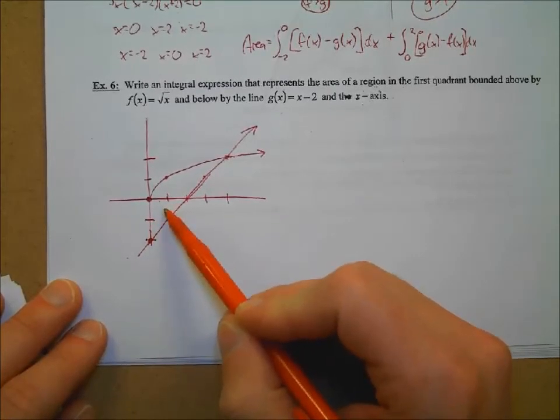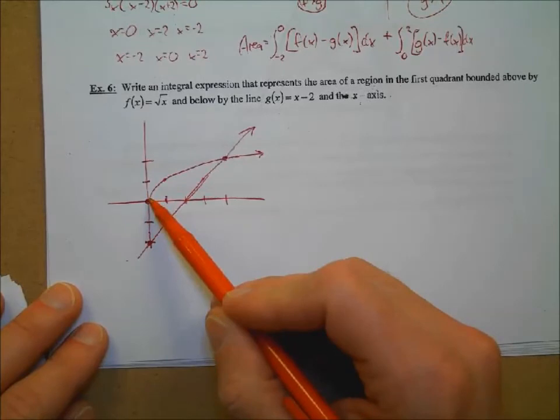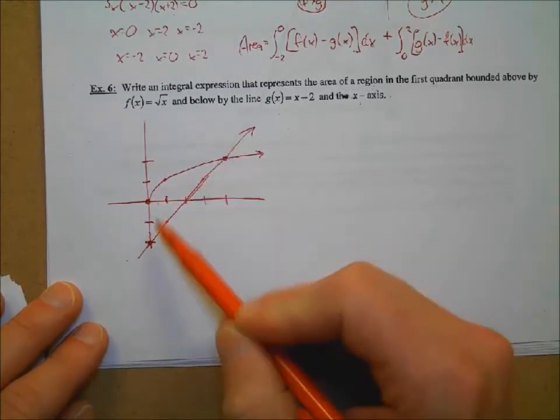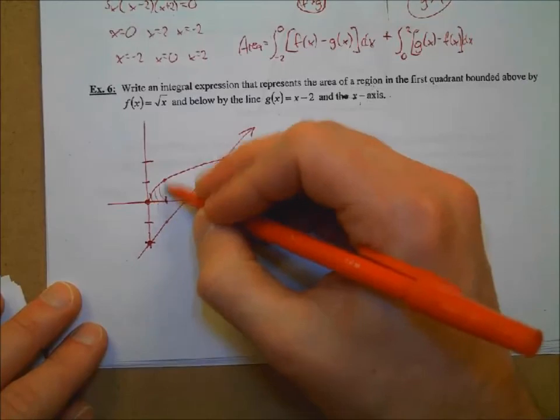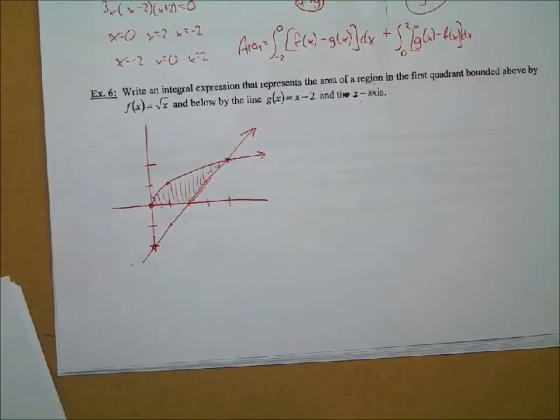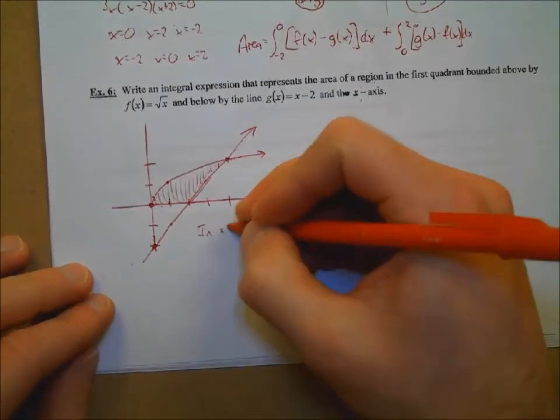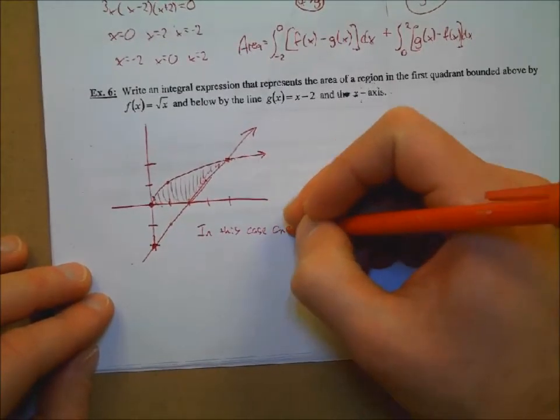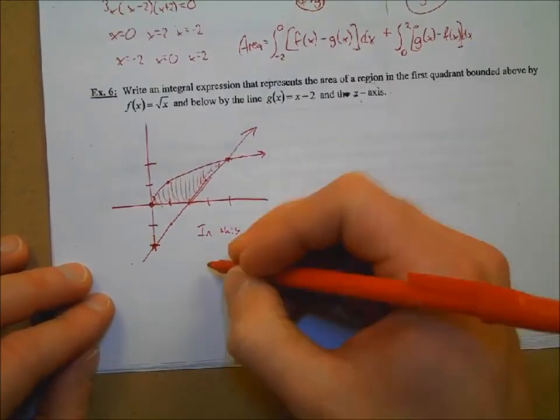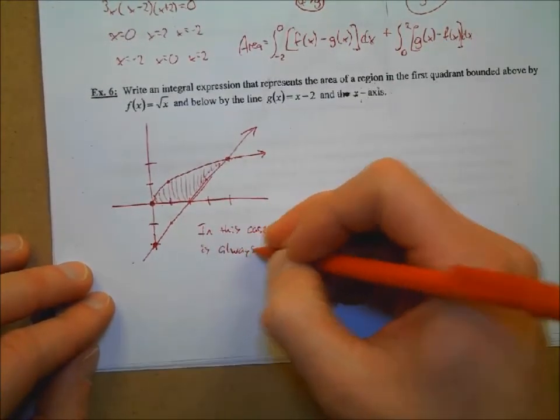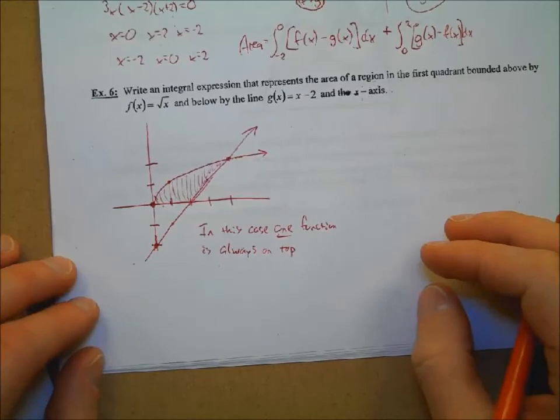So what region are we talking about? Well, here's a region that is bounded both by the square root of x, by the line x minus 2, and the x-axis. This region right here includes all of those as boundaries. That's in the first quadrant. That is our region. All right. Now, in this case, one function is always on top. What is the one function that's always on top here for this region?